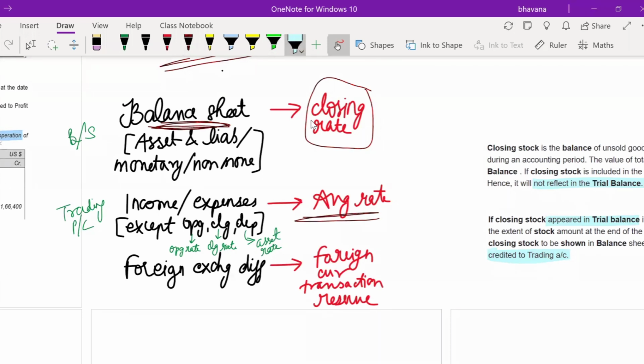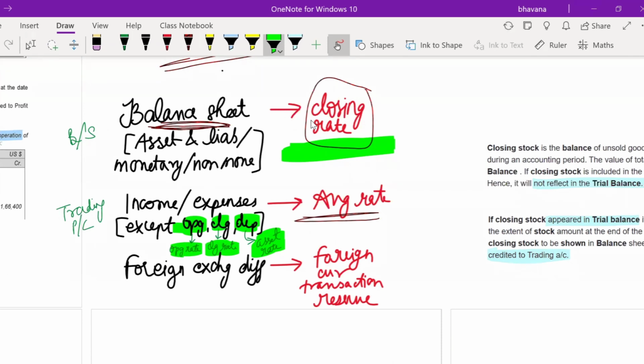Then you have a few exceptions, like last time: opening stock at opening rate, closing stock at closing rate, and the depreciation will be at the rate at which the asset is converted. In integral foreign operations, we converted the asset at the rate on the date of purchase, so depreciation was also converted at the same rate. Now here in non-integral foreign operations, the assets are converted at the closing rate only. So depreciation also at what rate will you do? Closing rate only, or the asset rate we can say. Asset rate is easier to remember.